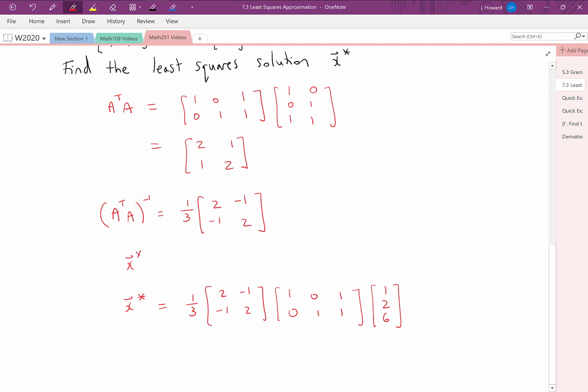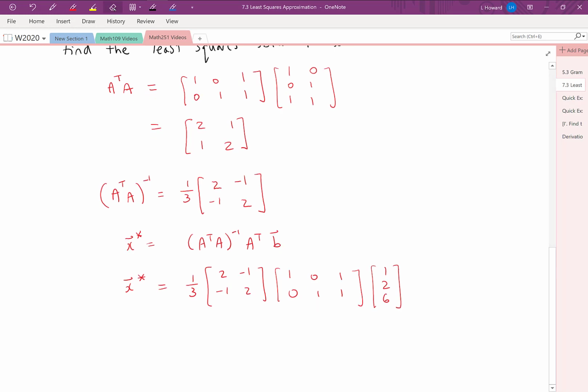So x star in general is the inverse of A transpose A times A transpose b. That's what we're doing here, calculating that x star. Okay, so let's multiply the last two matrices together. We'd keep our matrix in front the same, and multiplying through here, the matrix [1, 0, 1; 0, 1, 1] times that vector of constants is going to give us 7, 8.